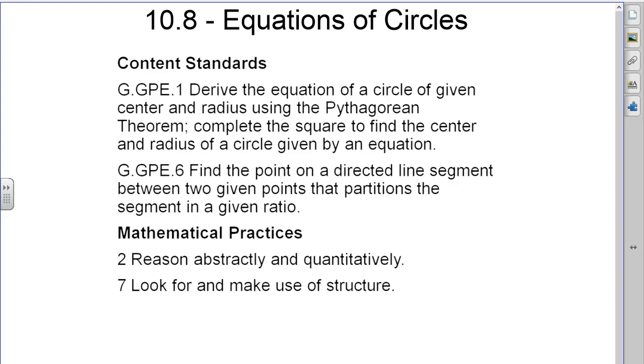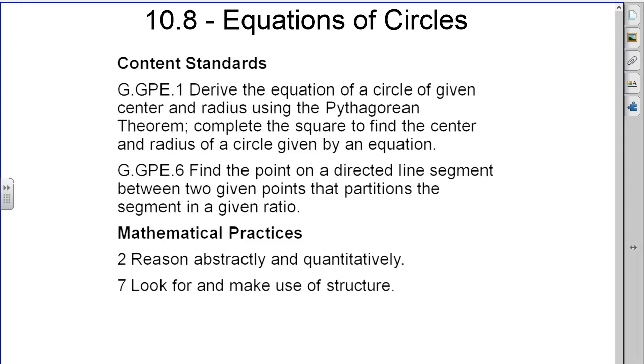Hi, here are the notes for section 10.8, equations of circles. This is a good algebra heavy section. If you've not been a fan of all the theorems in this chapter and all the definitions, good news. Really all you've got is a formula, that's about it, and a couple of parts to it. So it's a nice kind of easy break at the end.